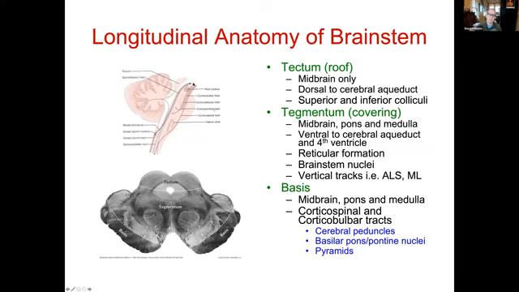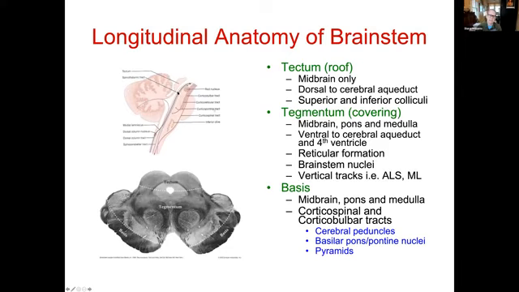There's a narrow channel running through the midbrain area. That was the cerebral aqueduct. Then that opens into that big triangular shaped structure that we saw in the dorsal view, which is the 4th ventricle. And then it narrows down again as it runs through the caudal medulla and into the spinal cord. So this is our ventricular system.